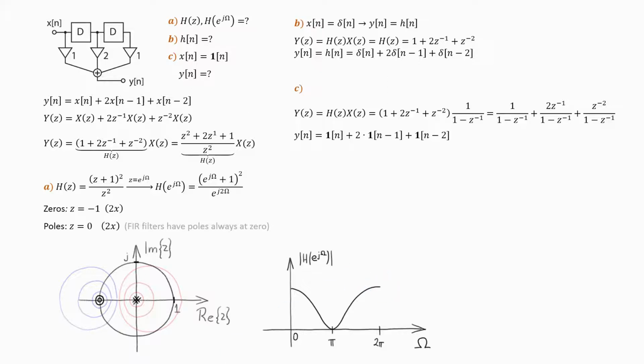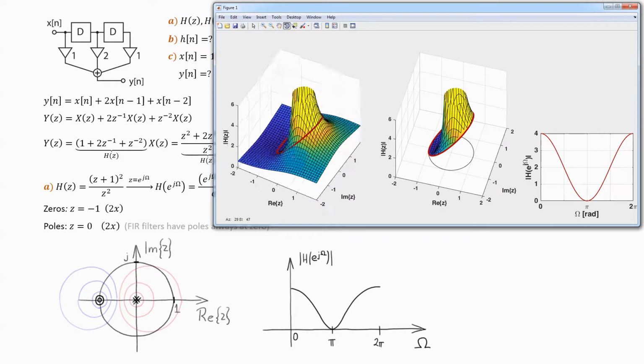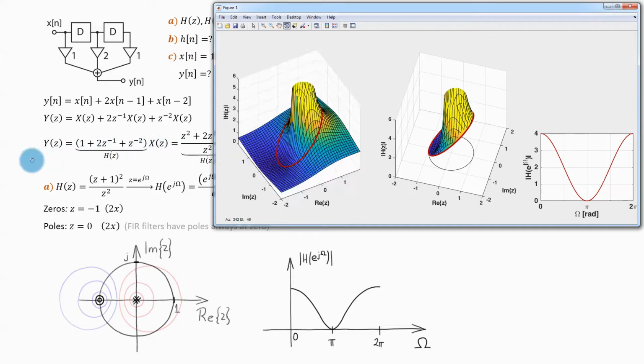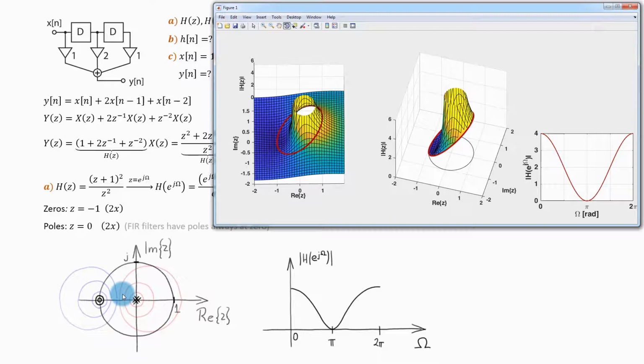The exact magnitude of the transfer function and the amplitude frequency characteristic look like this. This is the magnitude of the transfer function. And here you can see this hill created by this double pole, and here you can see the valley created by this double zero. And this is the exact plot of the amplitude frequency characteristic.